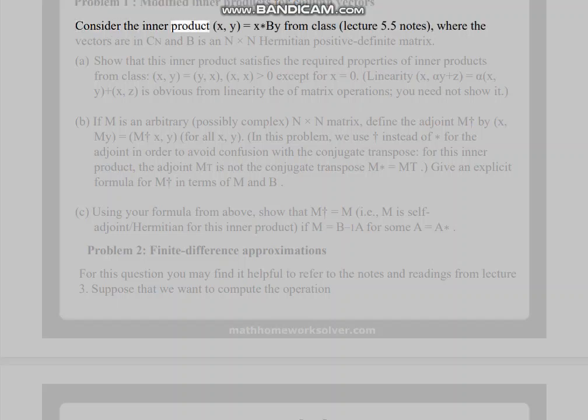Problem 1. Modified inner products for column vectors. Consider the inner product <x, y> equals x*By from class, lecture 5.5 notes, where the vectors are in C^n and B is an n times n Hermitian positive definite matrix.